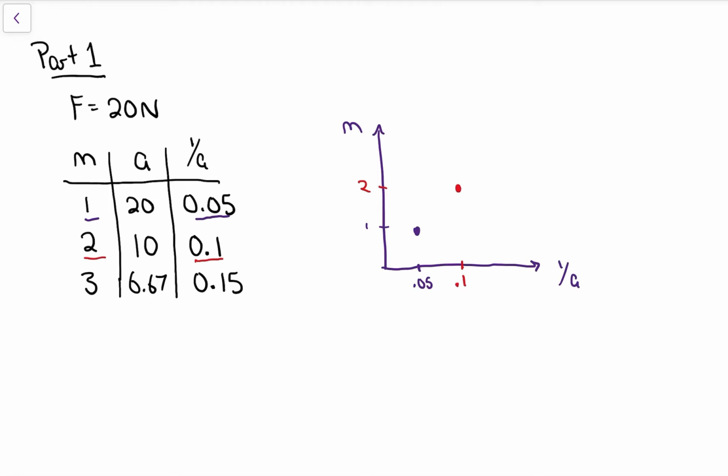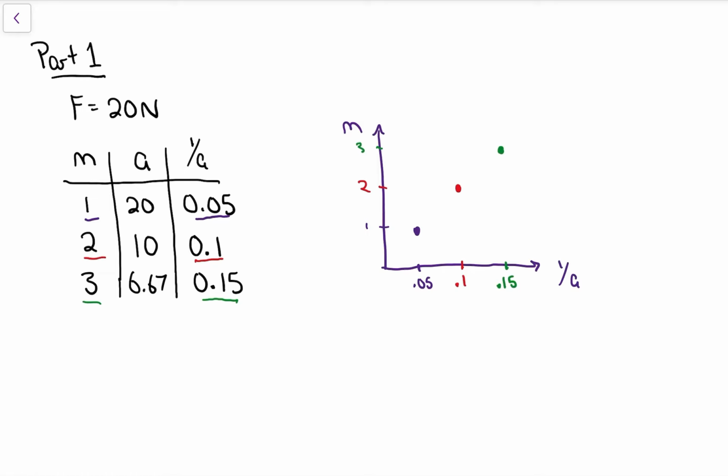Obviously, you don't have to make your graph colorful. I'm just trying to make it easier for you to see. My third point, I go over the 1 over a, which this time is 0.15, and up 3. So 0.15, nice and evenly spaced, should be right here. And then 3, if I draw this well, evenly spaced, should be up here.